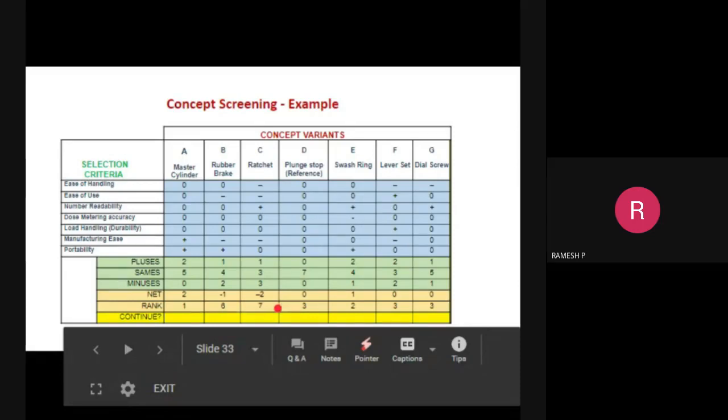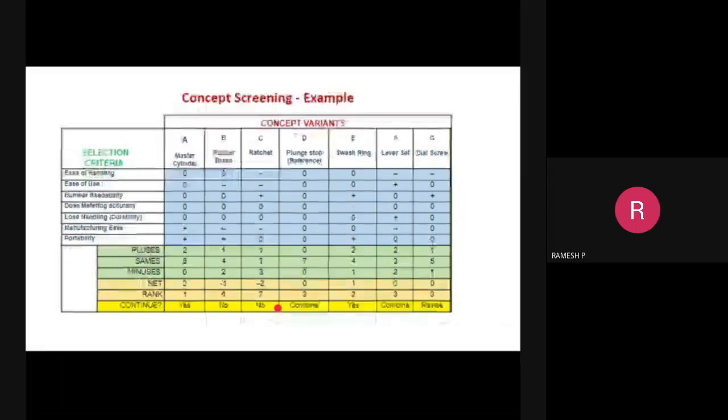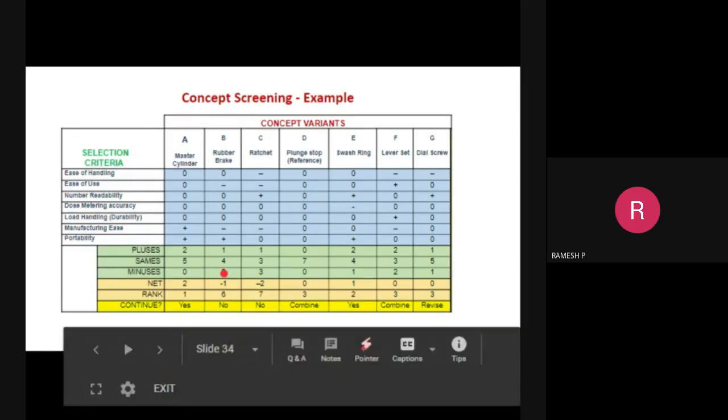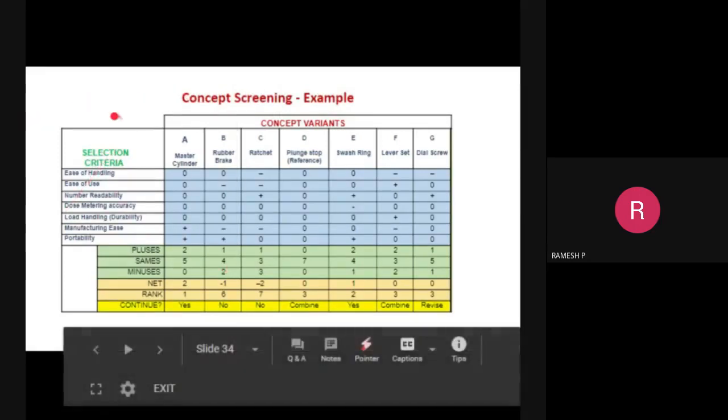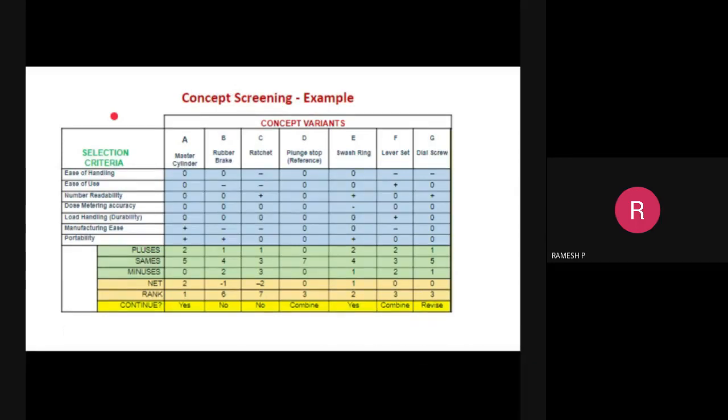Okay, now take the decision. Reflect on the solution, take the decision. How am I going to take the decision? As I said, you have to either select it, reject it, combine it, or revise it. Here the combined and the improved concepts are then added to the matrix, which is rated by the product development team. And it must be ranked along with the corresponding original concept.